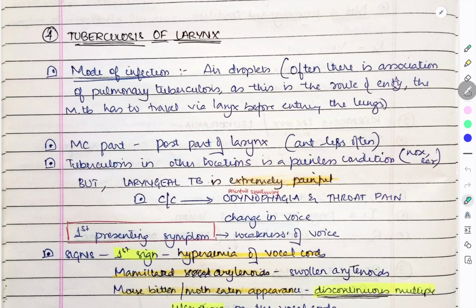Tuberculosis in other locations is a painless condition, like if it is in nose, ear, or other places. Tuberculosis is usually a painless condition, but laryngeal tuberculosis is extremely painful. So the chief complaints will be odynophagia, that is painful swallowing, and throat pain. There will be change in voice. If someone asks you what is the first presenting symptom in tuberculosis of larynx, it is weakness of voice.